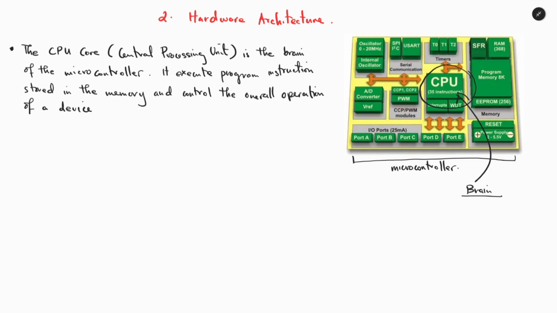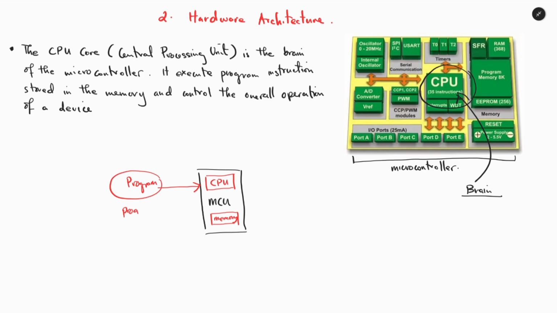And what this CPU does is that it will mostly fetch information. We all know that if we have a microcontroller MCU, inside this MCU we have the brain, which is called the CPU, and then we also have the memory. And once we program, we are giving the instruction in terms of the program code.